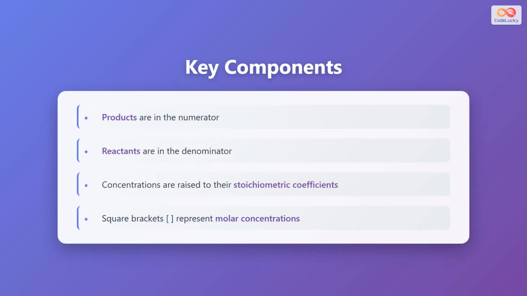Let's break down the key components of the K expression. First, products always go in the numerator, or the top part of the fraction. Second, reactants always go in the denominator, or the bottom part of the fraction. Third, concentrations are raised to their stoichiometric coefficients, which are the numbers from the balanced equation. Finally, the square brackets represent molar concentrations, which are measured in moles per liter. Understanding these components is essential for correctly writing any equilibrium expression.